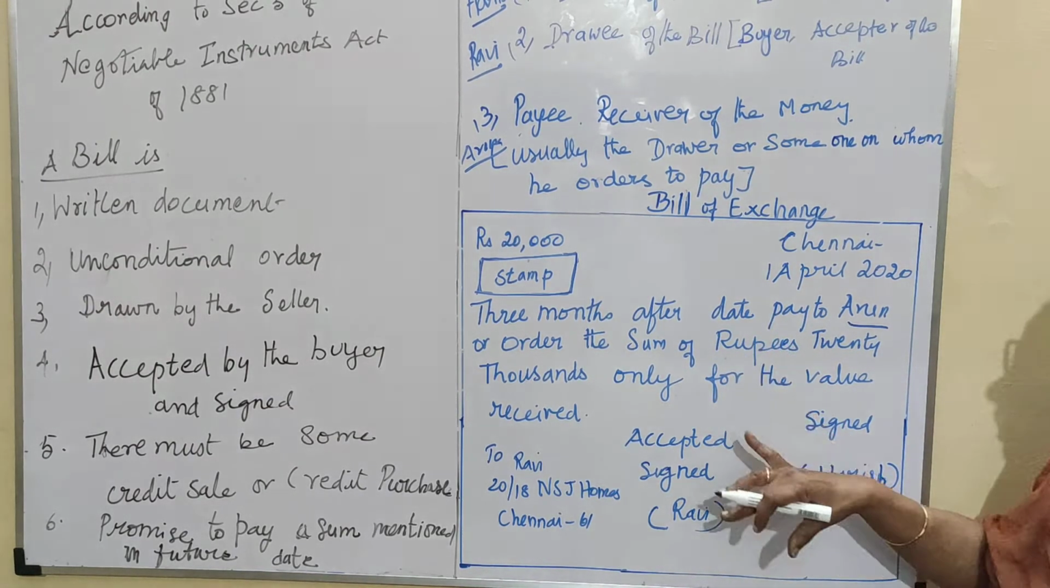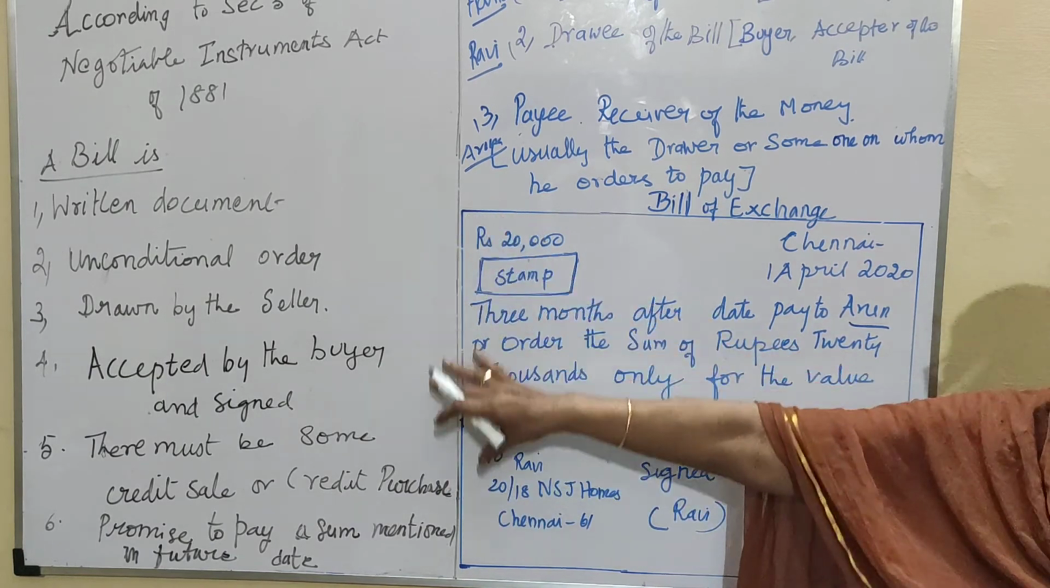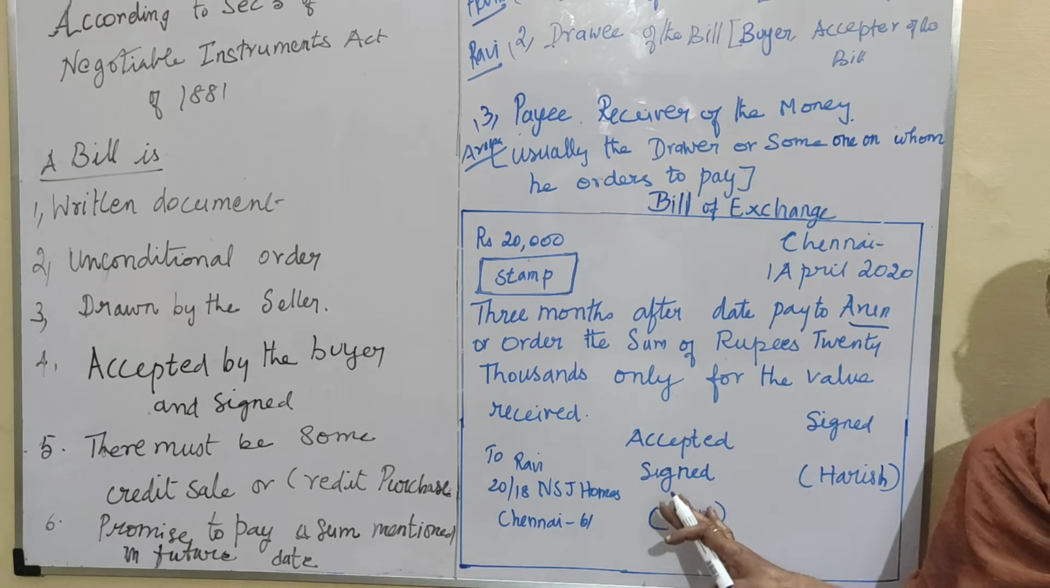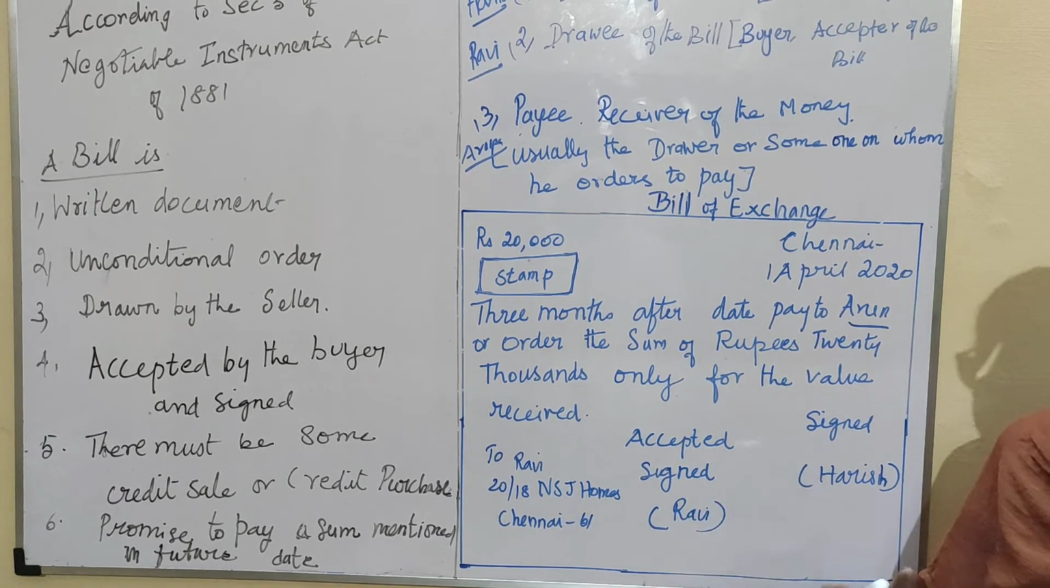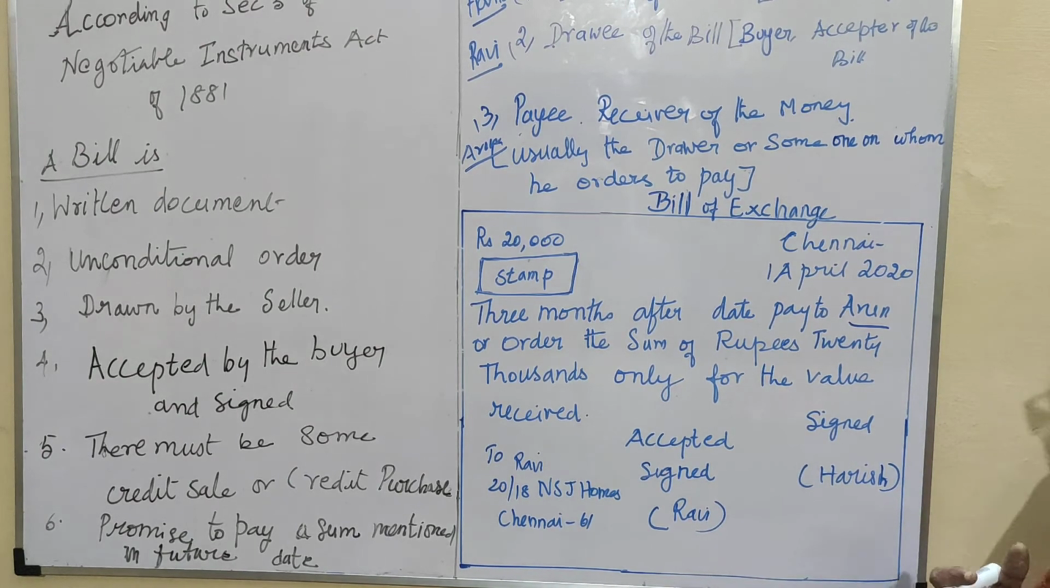Now we have seen what the bill is and what its important features are, we have seen the parties involved in the bill, and we have seen the specimen of the bill. Next we are going to see what we mean by a promissory note. What do you mean by promissory note?